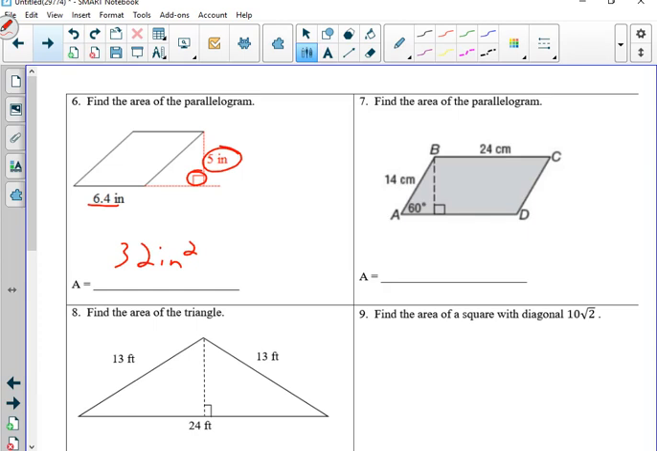Alright, so here we have a 60-degree, this is our hypotenuse. So we have to first figure out what our short side is. Half of the 14 is 7. Then we multiply by radical 3, so the height is 7 radical 3. Again, area of parallelogram is base times the height. And remember, with radicals, you just do outside times outside. So 24 times 7, 168 radical 3 square centimeters.